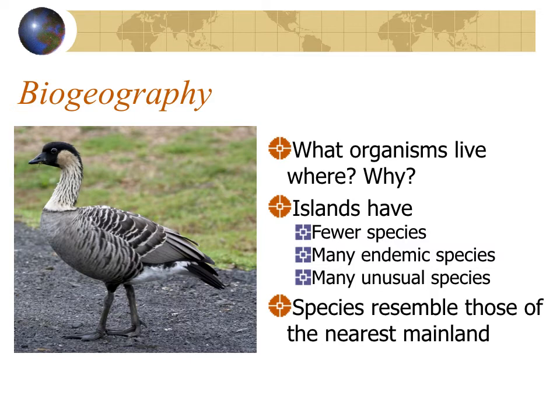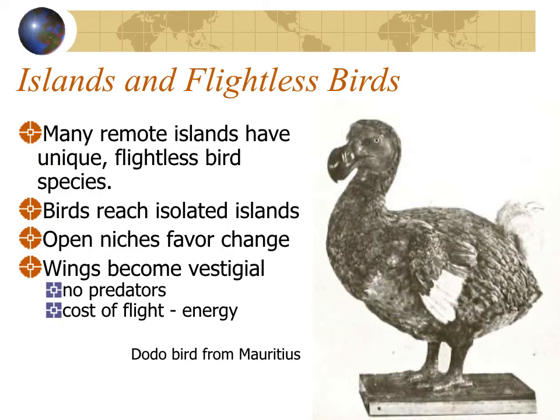Islands generally have few species, and the farther from the mainland they are, the fewer species they have. But what's unusual is they have many endemic species, which are found nowhere else. Endemic means belonging to this place. And then they had unusual species that had characteristics that seemed hard to explain. But it was clear that species that were on islands resembled the nearest mainland in some ways.